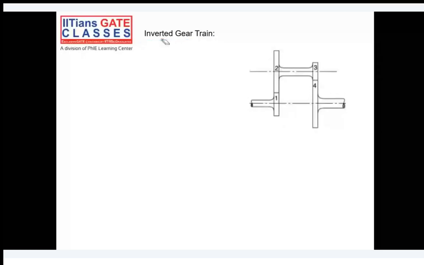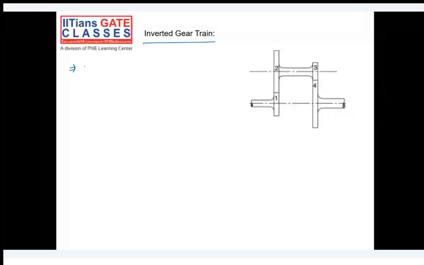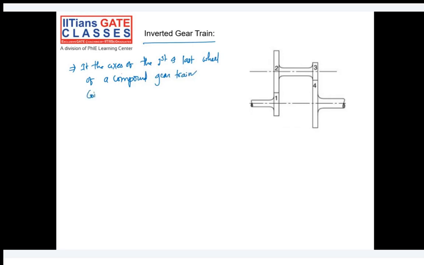Okay, so what I can say is that if the axis of the first and last wheel of a compound gear train coincides, then it's called a reverted gear train. Okay, so look at the figure here.